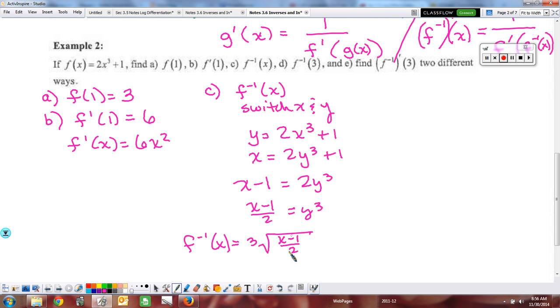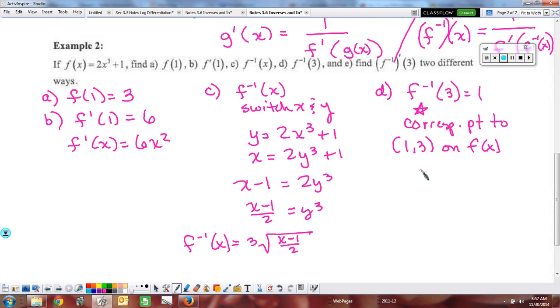All right? So part C, we found the inverse. Now I want to find f inverse of 3. Well, if you think about it, you don't have any work to do, but if I were to plug in 3, 3 minus 1 is 2, 2 over 2 is 1, cube root of that is 1. But didn't we already know this? This is the corresponding point to the fact that (1, 3) was on f of x, which we already knew from A, so (3, 1) is on your inverse. Okay, just getting all our relationships down.